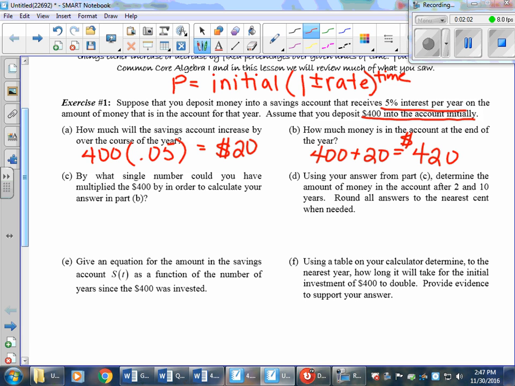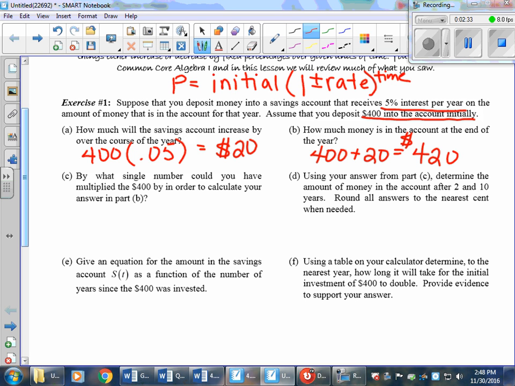C says, by what single number could you have multiplied the 400 by in order to calculate your answer in part B? Now, hopefully you remember this. I can remember doing this in finding sales tax, like when you found the price of a dress, including the sales tax attached to it. Then you'd say, well, you have to add the sales tax in, but you want to calculate how much the dress and the sales tax would cost. This is the same kind of situation.